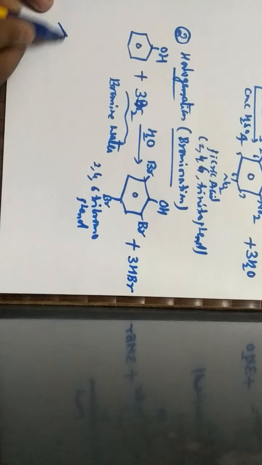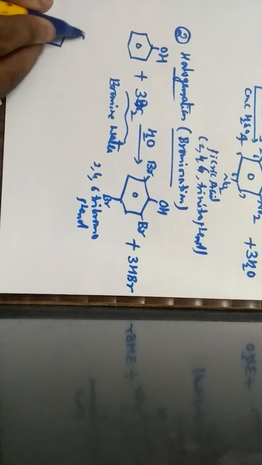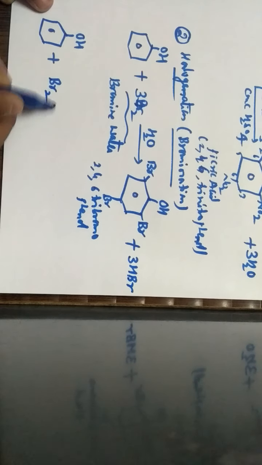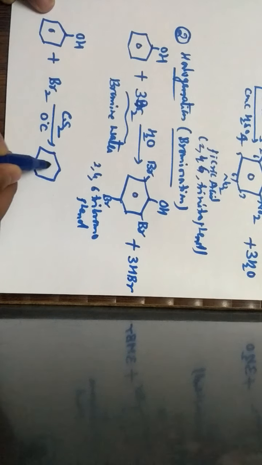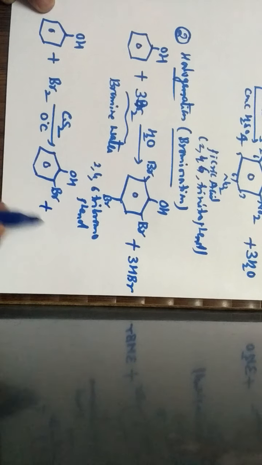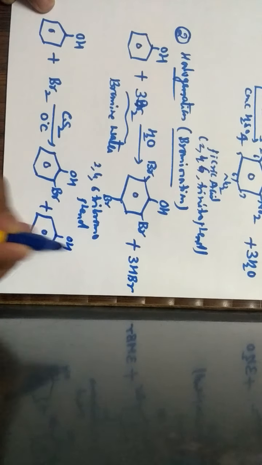In the same way, there is one more bromination reaction of phenol. When phenol is made to react with bromine in the presence of an organic solvent, carbon disulfide solution, that is CS2, by maintaining a temperature of 0 degrees Celsius, we are going to get an ortho substituted bromophenol. Along with this, we are going to get a para substituted bromophenol. Means orthobromophenol and parabromophenol are obtained along with the formation of HBr.